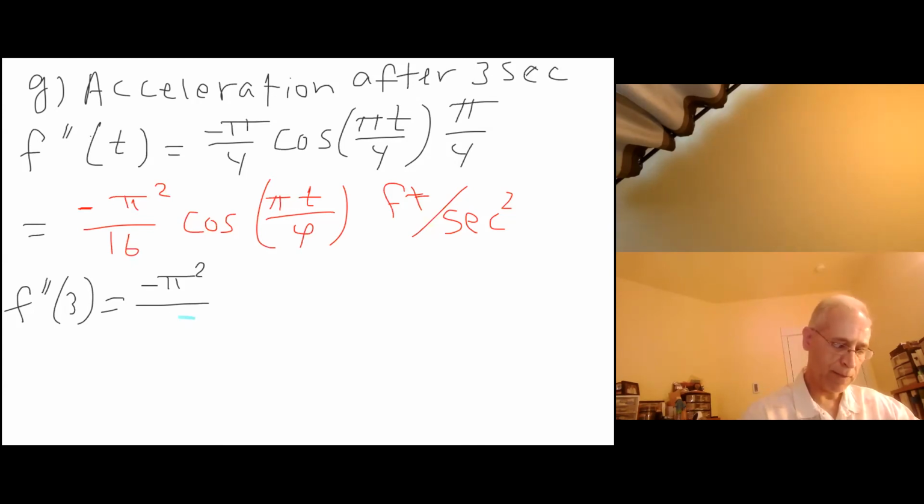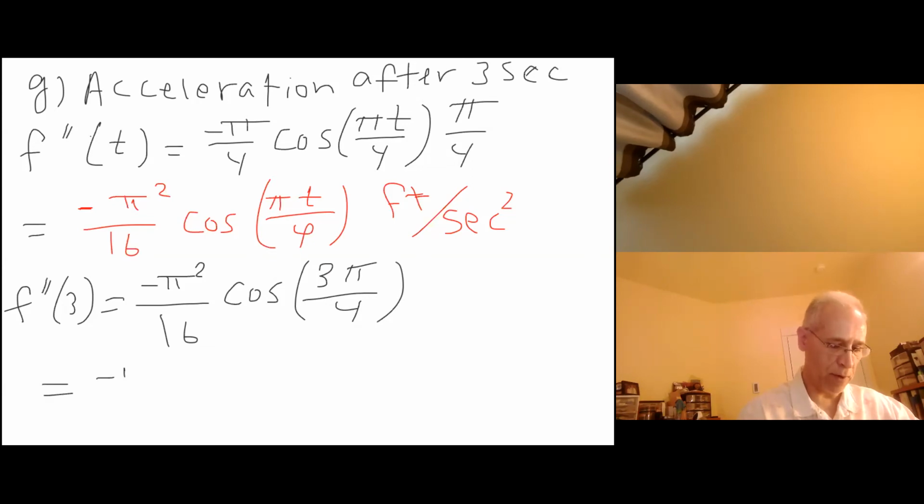So this is minus pi squared over 16 cosine of, now instead of t, I'm going to put 3. So I have 3 pi over 4, and that equals minus pi squared over 16 cosine of 3 pi over 4, which is negative root 2 over 2.